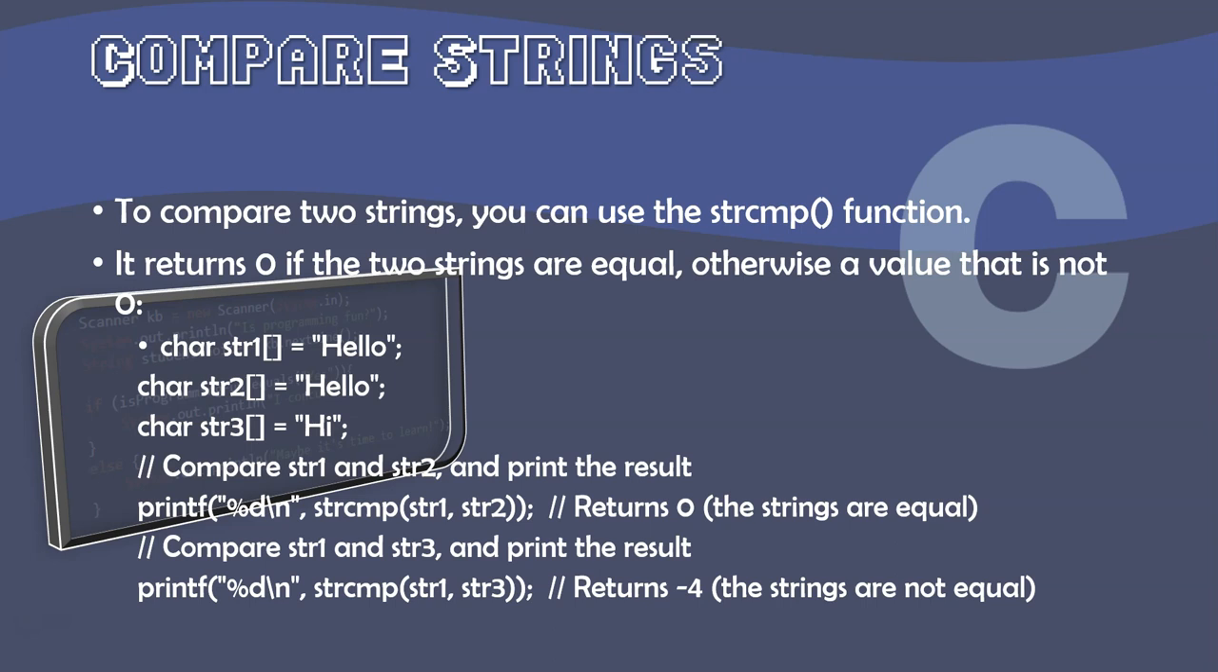So in here we have 3 strings. We have hello, hello, and hi. In this first part here, you can see us comparing str1 and str2, and it gives us the result of 0, which tells us that the values are equal. And in our second line here, we can see we're doing strcmp of str1 and str3, which in this case returns -4. And this simply tells us that these strings are not equal.